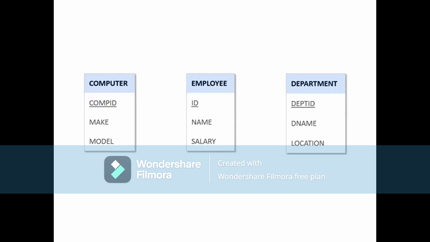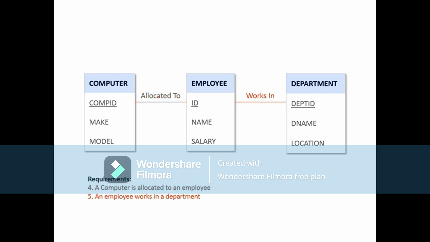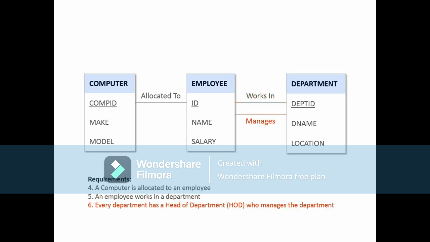An entity can be associated to other entities or itself. For example, a computer is allocated to an employee. An employee works in a department. Similarly, every department has a head of department or the HOD, who is also an employee. The HOD manages the department. An employee reports to a manager who is also an employee.